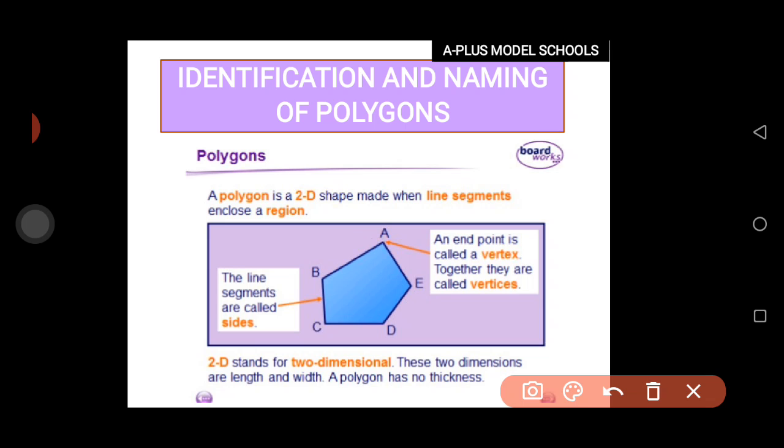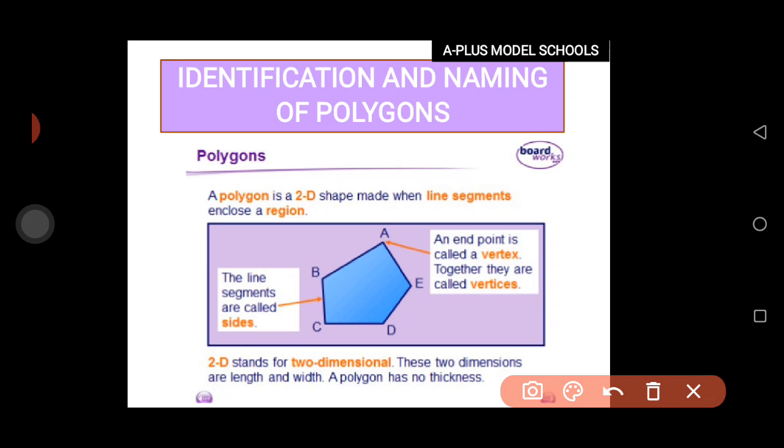Now 2D stands for two-dimensional. So when we are talking of 2D shape, it's also the same thing as two-dimensional shape, which are plane figures. These two-dimensional shapes have dimensions of length and breadth. So when we are talking of two-dimensional shape, they are shapes that have length and also have breadth.